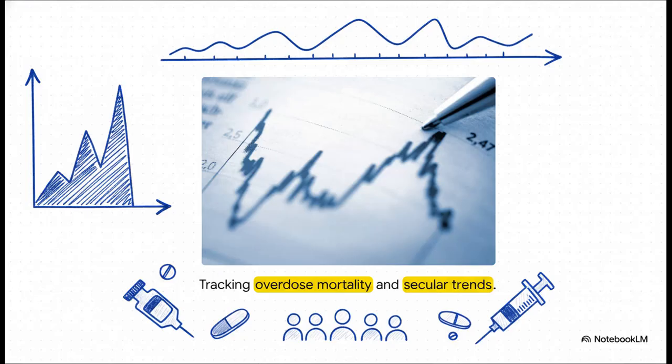When we track those overdose mortality trends over time, we're looking for patterns in the descriptive epidemiology. Are there point epidemics, sudden, terrifying spikes in a specific town? Or are we seeing secular trends, which are those slow, long-term changes spanning years or even decades? Recognizing these patterns is absolutely crucial because it tells us if the epidemic is getting worse or if our interventions are finally starting to stabilize things.